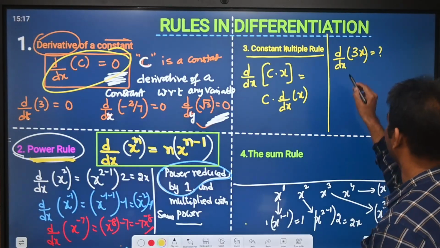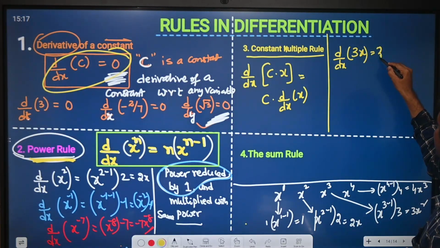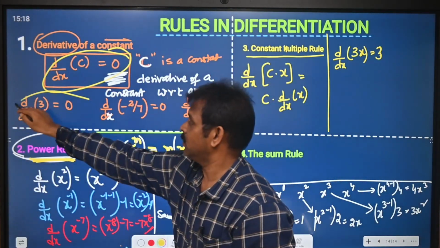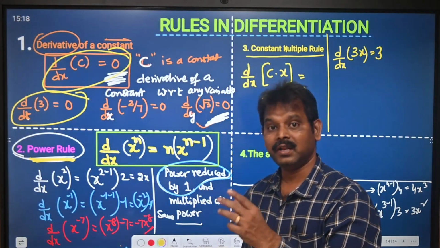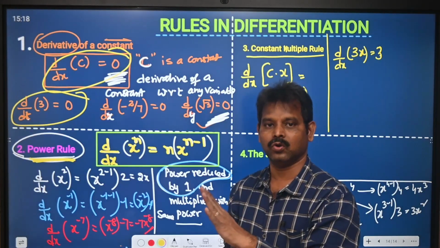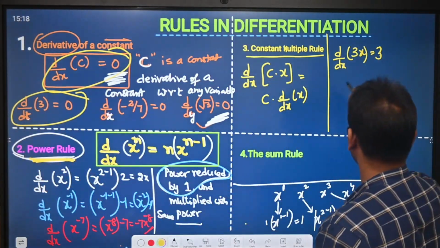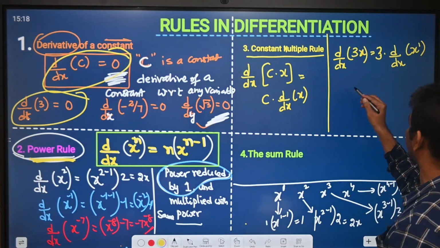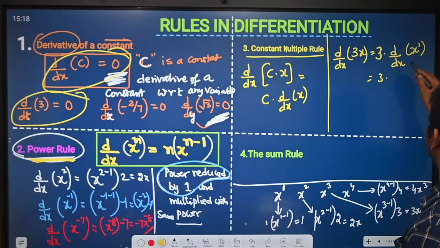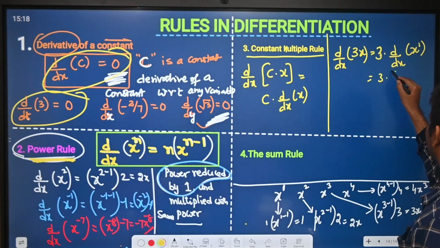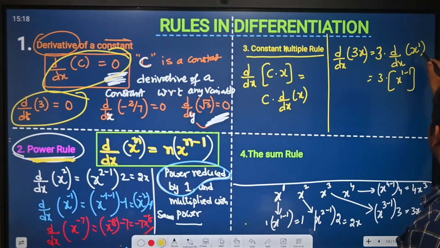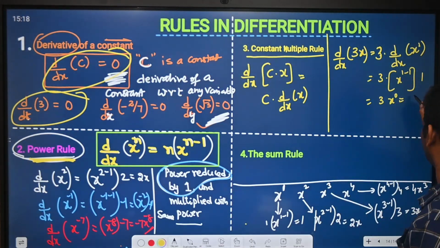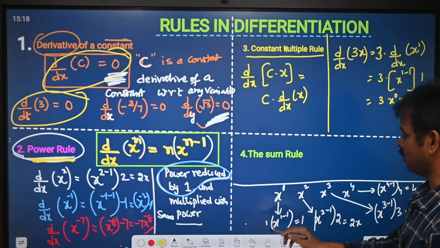Now, here d by dx of 3x, first bring the 3 outside. d by dx of 3 is 0, students, but d by dx of 3x is not 0. First bring the 3 outside. Now the remaining term is d by dx of x power 1. This will become 3 into, power reduced by 1, x power 1 minus 1, multiplied with 1. This will become x power 0, and x power 0 is 1. The answer is 3.